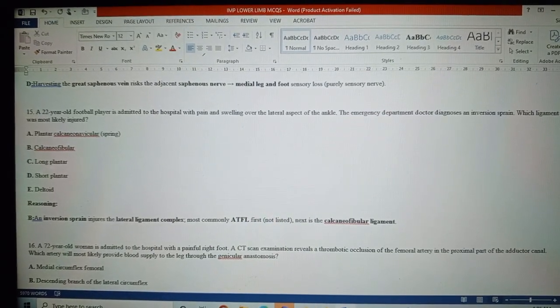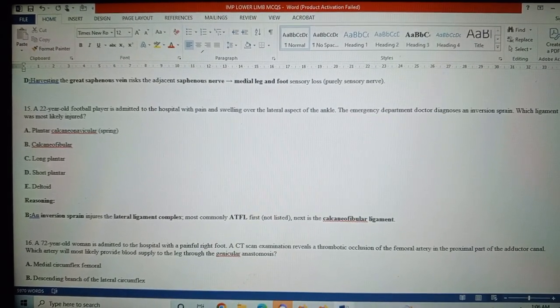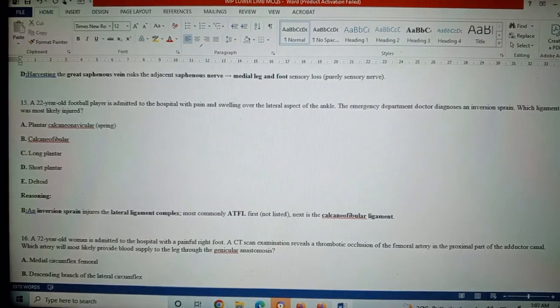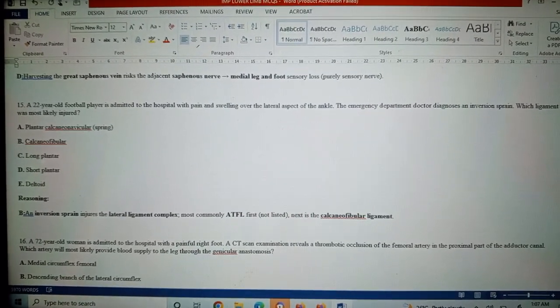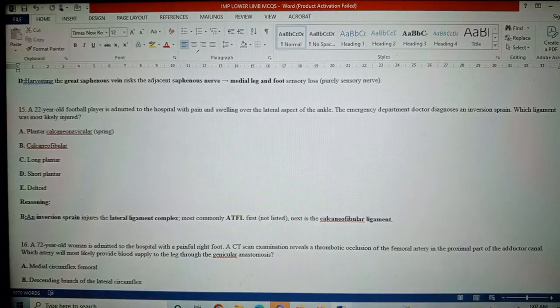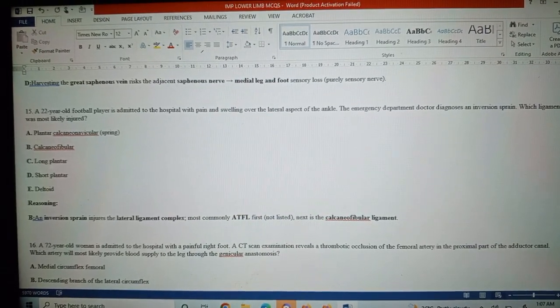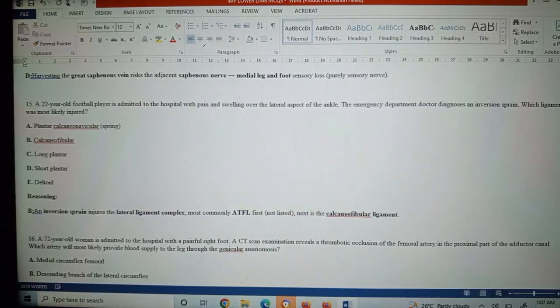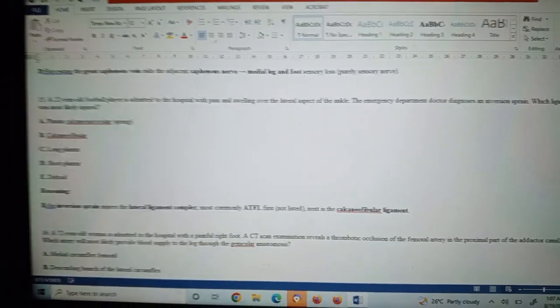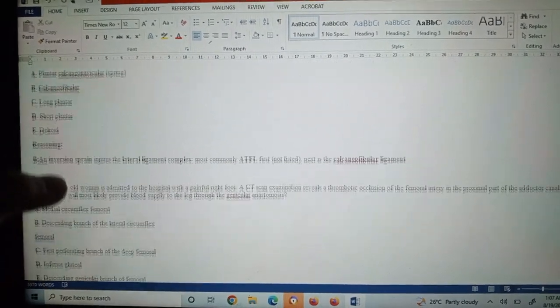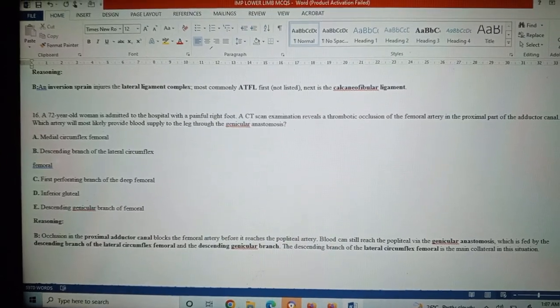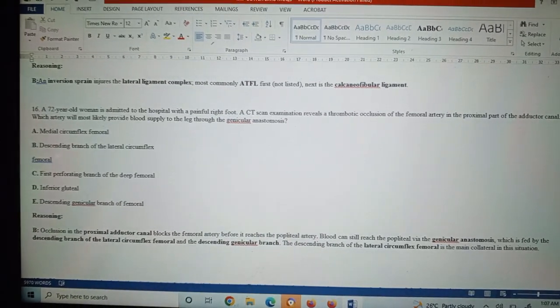Inversion sprains injure the lateral ligament complex, most commonly the ATFL first. Next is the calcaneofibular ligament. The answer is B, calcaneofibular ligament.